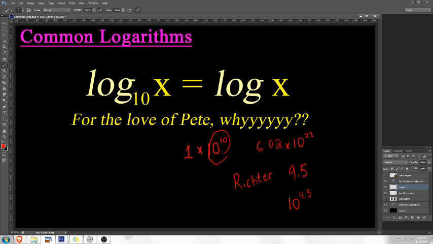But at the same time, if this exponent is really low, it's not going to be very big. So 10 to the first power is just 10, right? And 10 to the 0th power is just 1. But 10 to the 23rd power, if we're looking at Avogadro's number, is a 1 with 22 zeros. I'm not going to write all of them, but you get the idea.